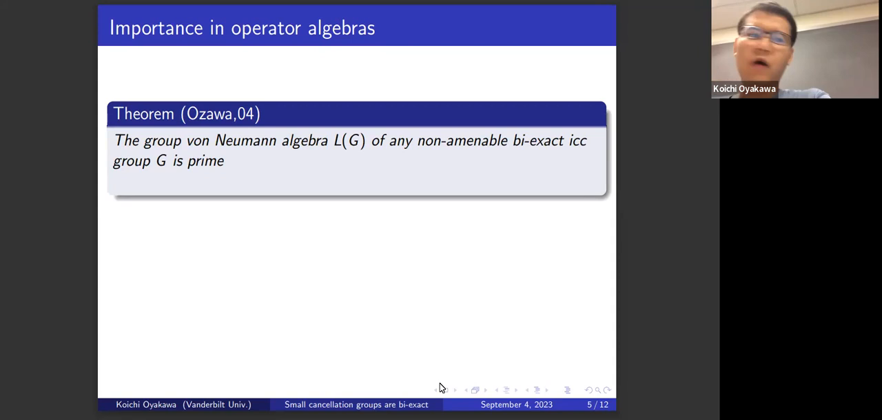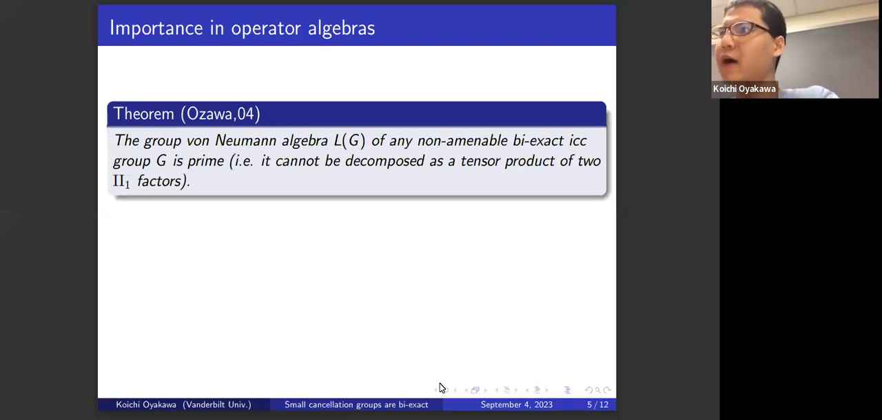I don't know how many people are familiar with von Neumann algebras, but it's just a very nice algebra that is constructed from the left regular representation of G. It's a subalgebra of the algebra of bounded linear operators on L2 of G, which is a Hilbert space. Here primeness means it cannot be decomposed as a tensor product of two II_1 factors. And again, a II_1 factor is a very nice von Neumann algebra.